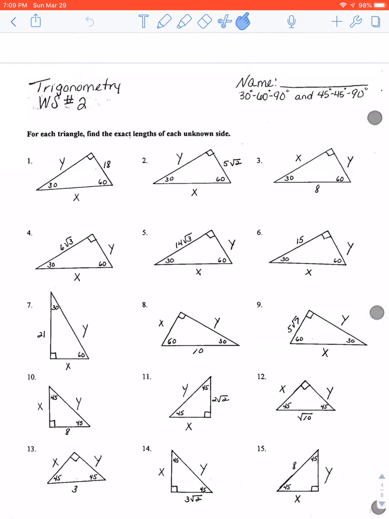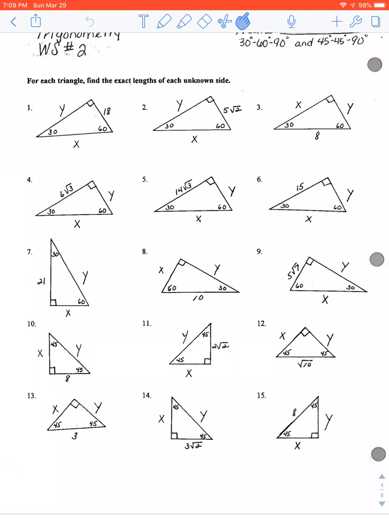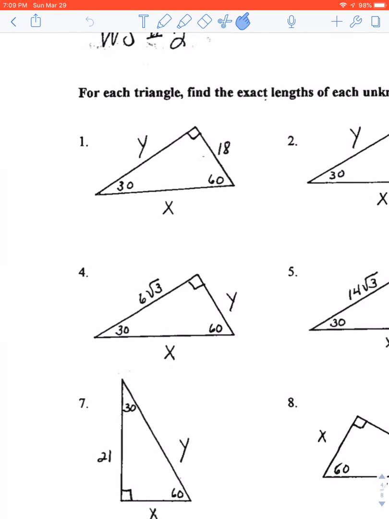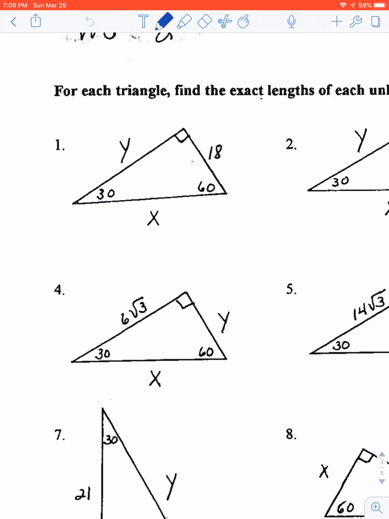In this video, I'm going to go over worksheet 2, and you may know how to do these already. So, I'm going to go through them briefly. If you have more questions or you want a better explanation or you just don't understand, please email me so I can help you. But what we're looking at in number 1, it's a 30, 60, 90.